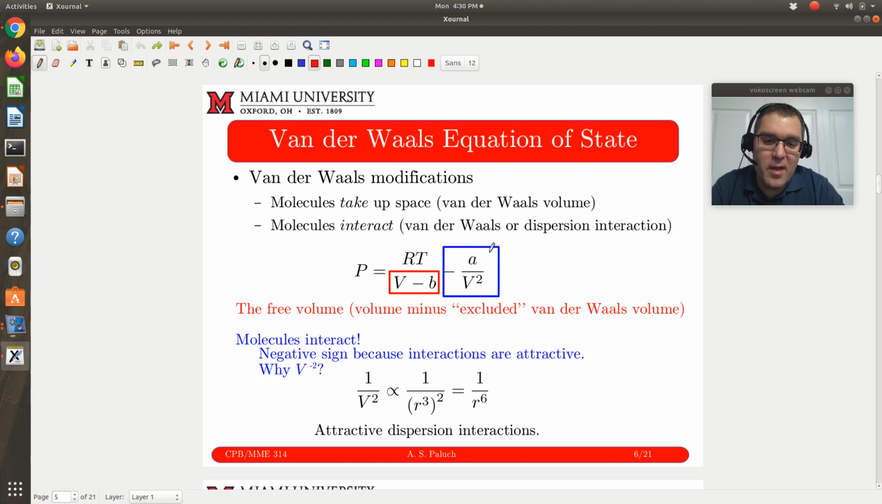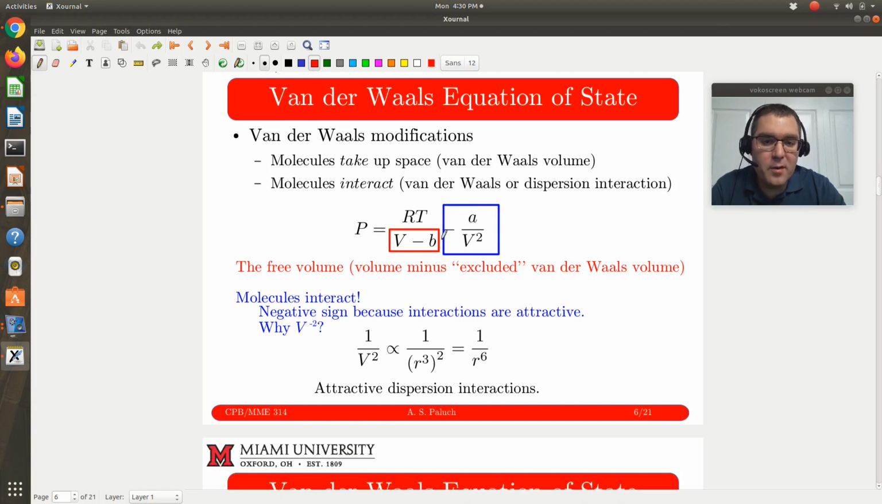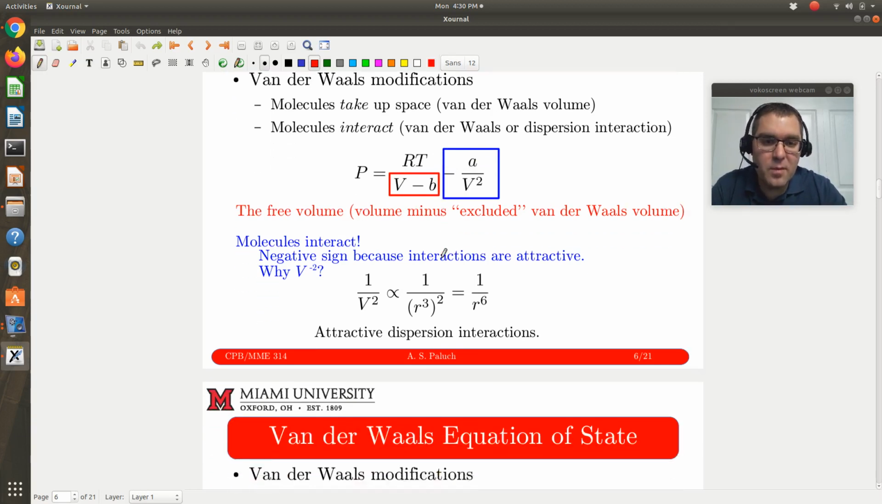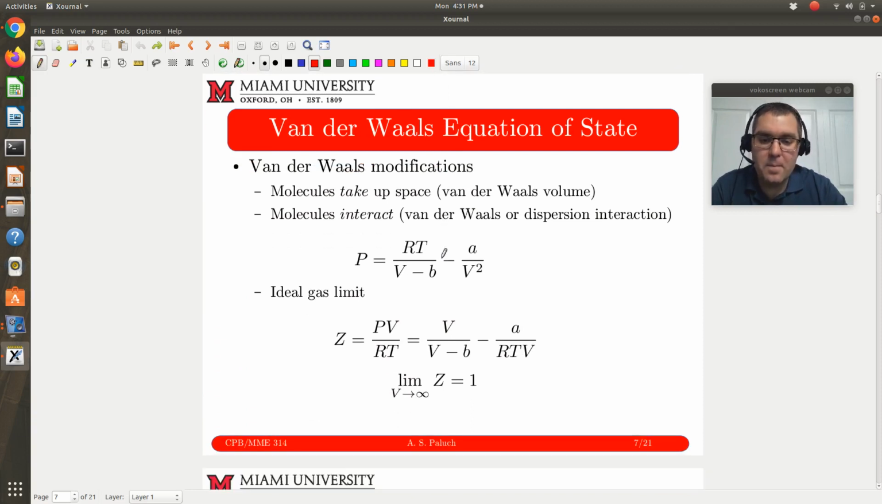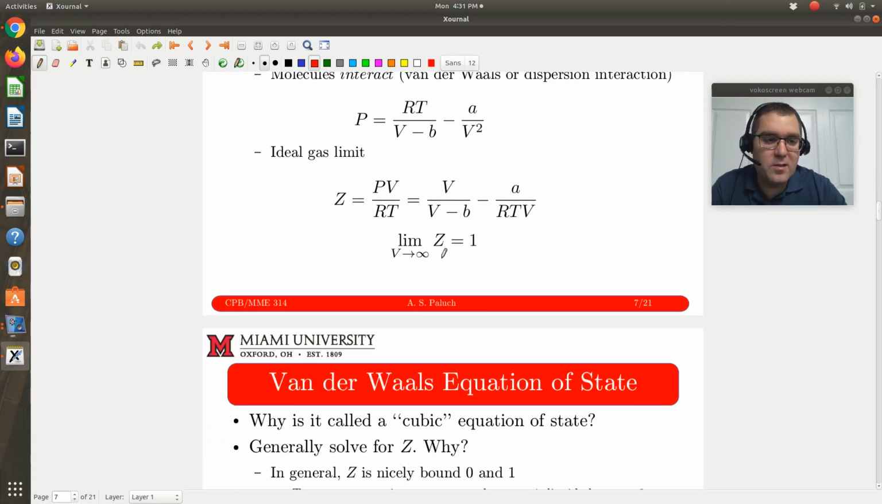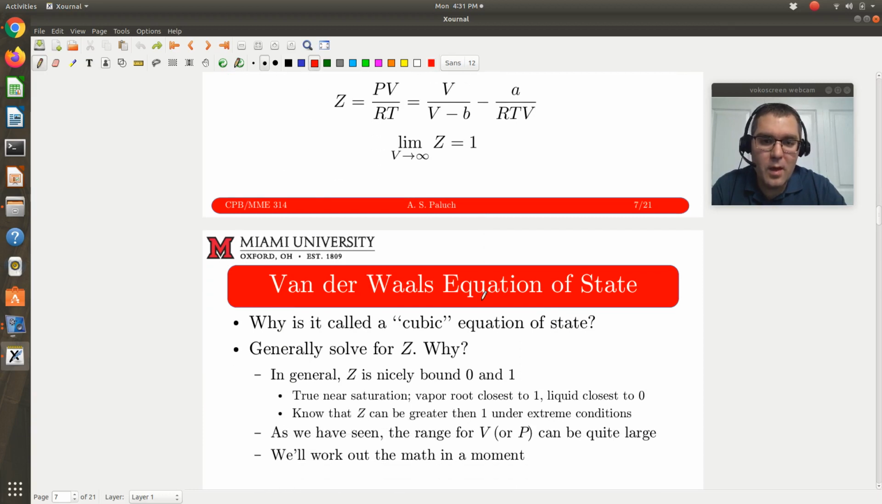So this term, negative a over v squared, is the term that accounts for attractive interactions. And this red term here is going to account for the fact that molecules occupy space. So we have two parameters: an additional parameter a, which is an attractive term, and b, an excluded volume term. So you have a model now with two parameters. It gets the correct limiting behavior: in this case, as v goes to infinity, z goes to 1.